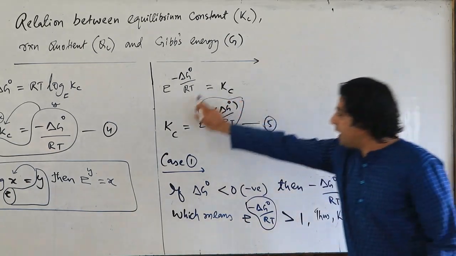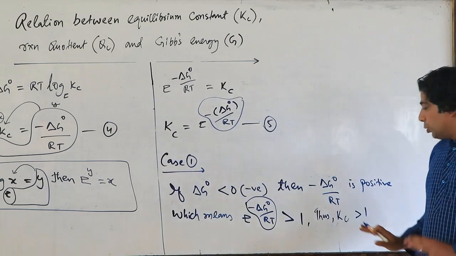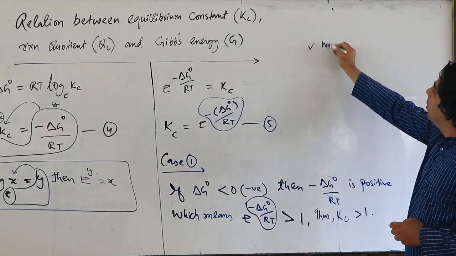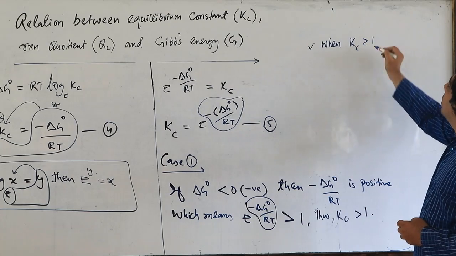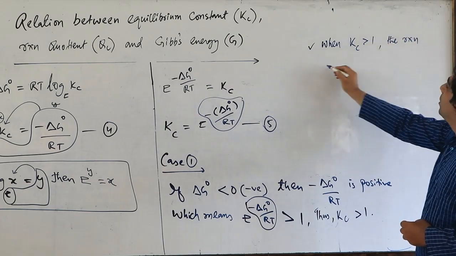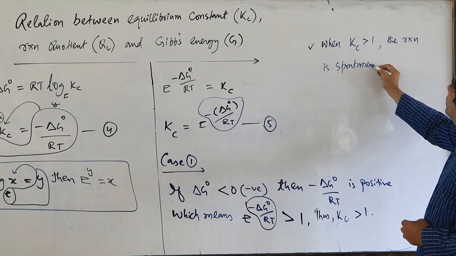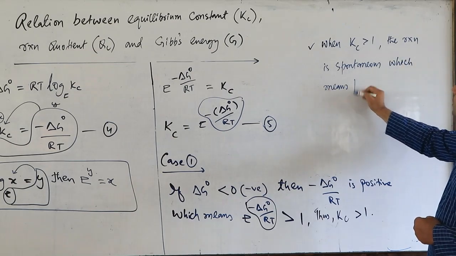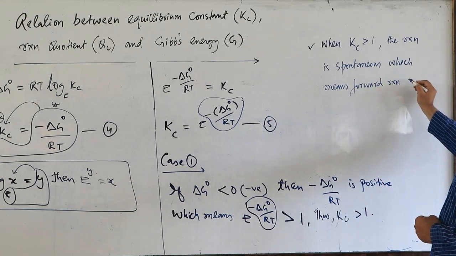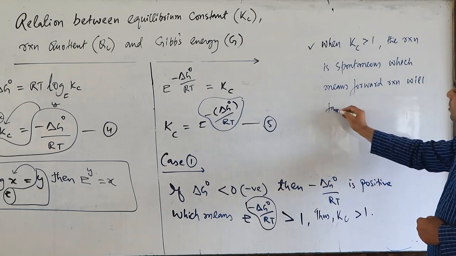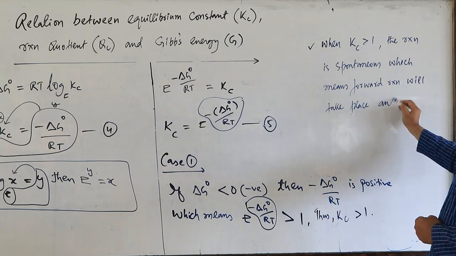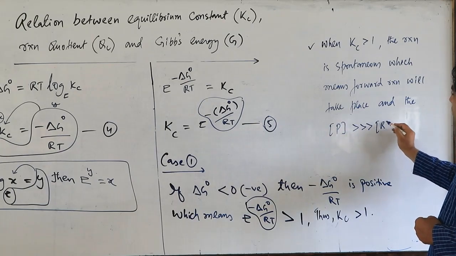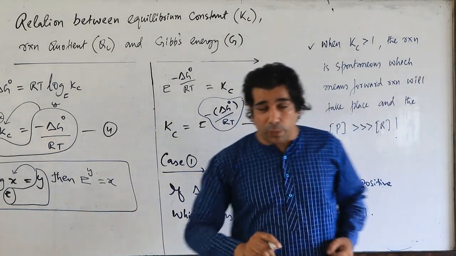When this entire expression is greater than 1, Kc will also be greater than 1. So remember, when Kc is greater than 1, the reaction is spontaneous, which means the forward reaction will take place and the molar concentration of products will be far greater than the molar concentration of reactants, my dear friends. So remember this important point.